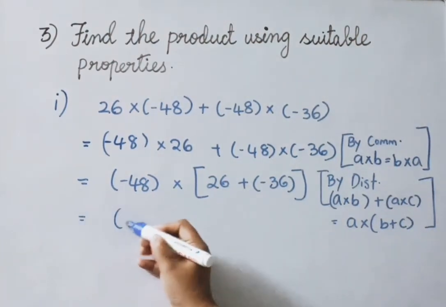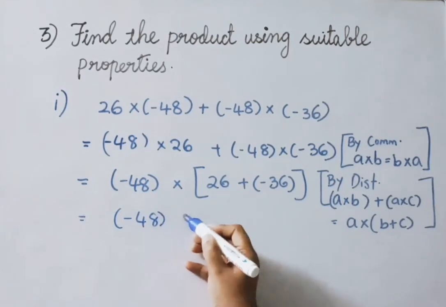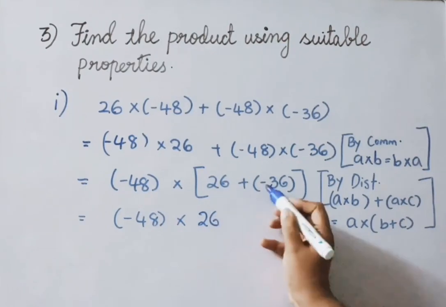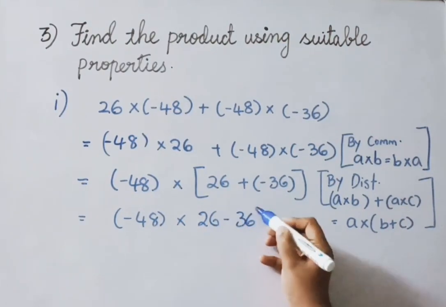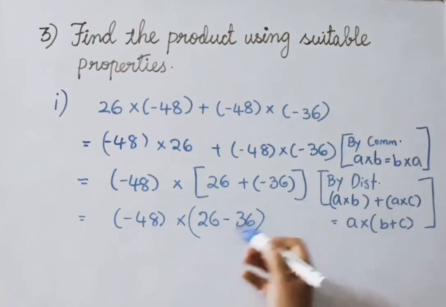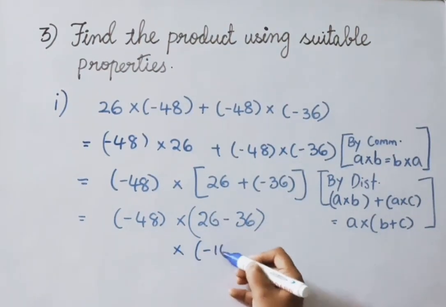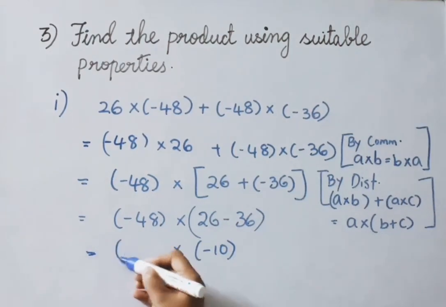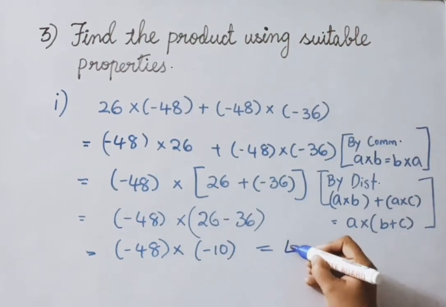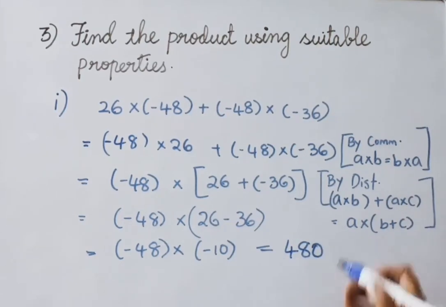So now solve the value present in the brackets. 26 plus of minus means minus 36. Opposite signs, we need to do subtraction. 26 minus 36 is minus 10. Write down this minus 48. Two negative integers when we multiply we get a positive integer. So 48 into 10, 480. So this is the answer for the given question.